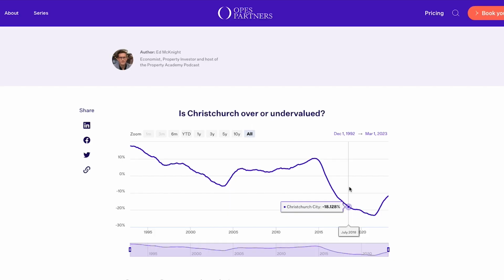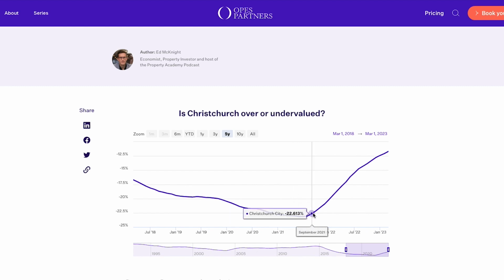This is my favourite, the overs and the unders. So we look at how a region is performing based on its long-term average against the median house price of New Zealand. We look at whether or not an area is what we consider overvalued at the moment or undervalued compared to its baseline. So right now, Ed's looking at Christchurch, which at the moment is about 12% undervalued.